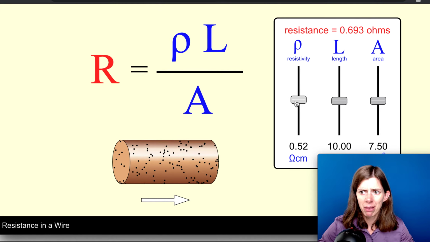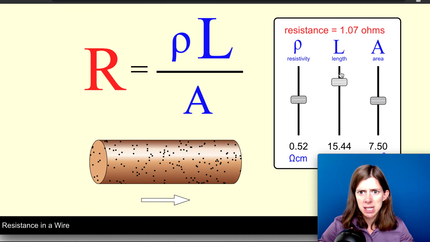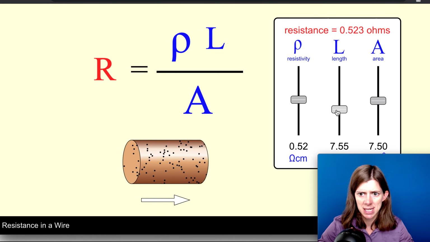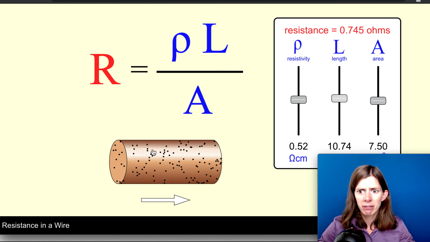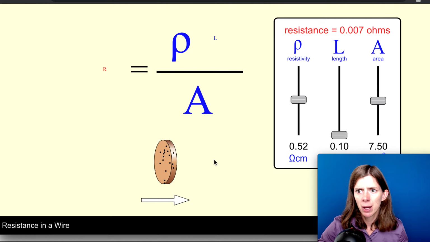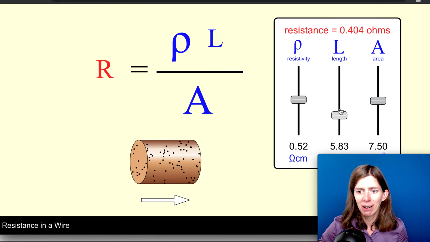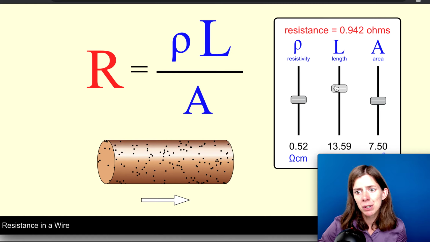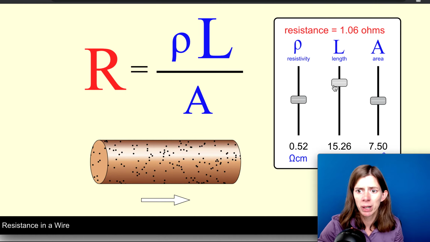Let's look at how the length affects the resistance. You can see as the length increases, the resistance increases, and vice versa. The length decreases, the resistance decreases. We can see again from this picture that if you have a bigger length, then you just have more impurities. So there's more impedance to the flow of charge.